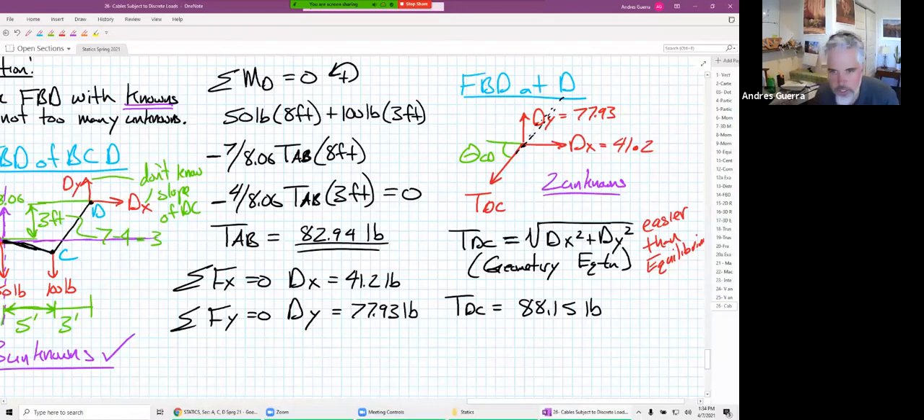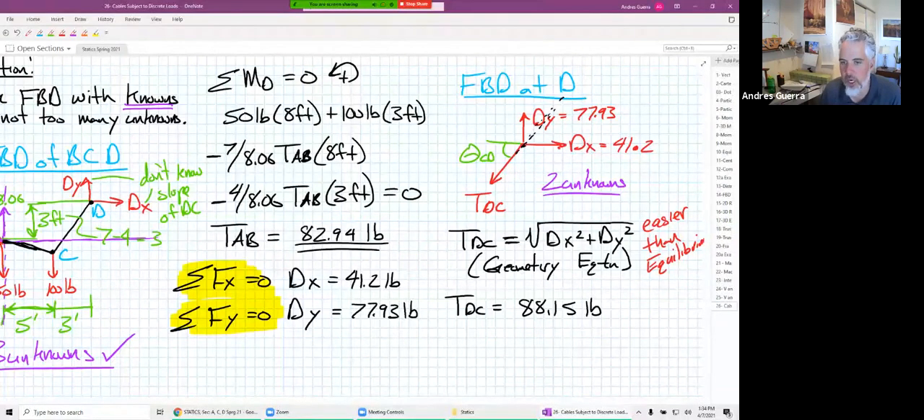Oh, sorry, I just saw the chat there. How did we find dx and dy? We found dx and dy by summing. I didn't write out the equations, but I just said we could do it by summing forces in the x and summing forces in the y. You just take all the forces in the x, set them equal to 0, solve for dx, and sum all the forces in the y. There'd only be one unknown in both of those equations.